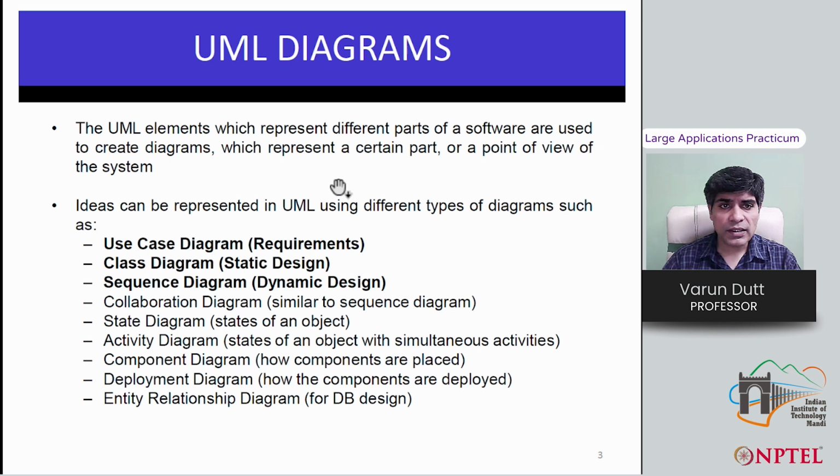UML generally consists of a number of diagrams which are part of the software stack, and some of these diagrams are the use case diagram, class diagram, sequence diagram, collaboration diagram, state diagrams, activity diagrams, component diagrams, deployment diagrams, and entity relationship diagrams. Some of these, like entity relationship diagrams and state diagrams, you may have already seen. These are used for formally documenting state machines and also database designs.